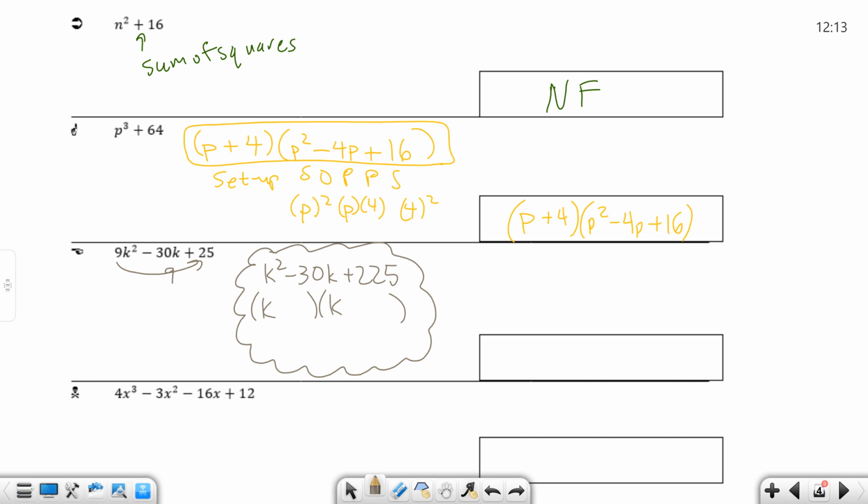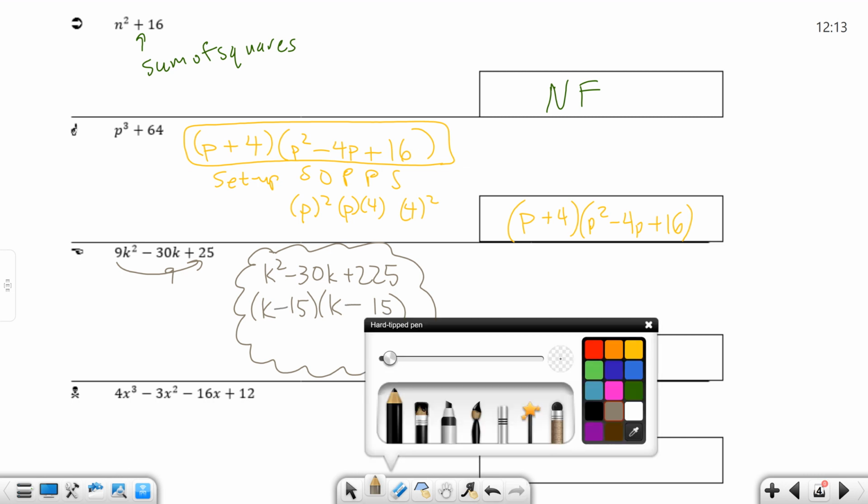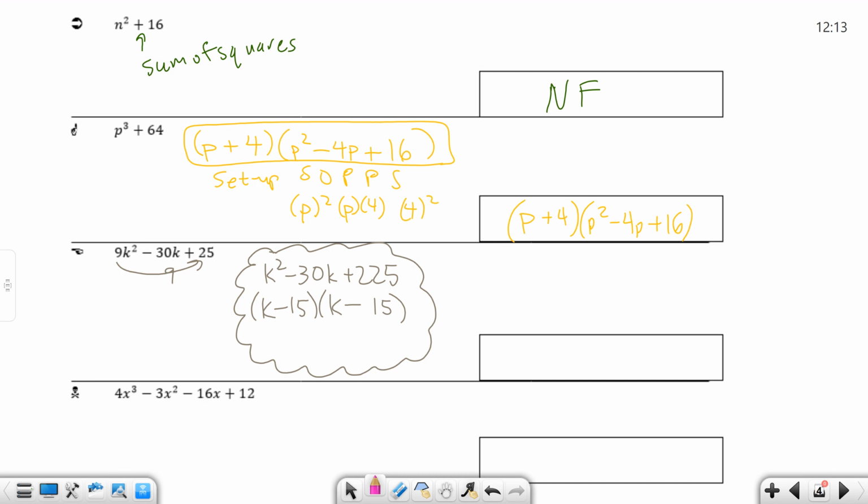And guess what 15 plus 15 is? You guessed it, 30, right? So then the signs are both negative. But I'm not done. I'm still in my thought cloud. I've got to go back and divide by my 9 right here, right? And here. So divide by 9.